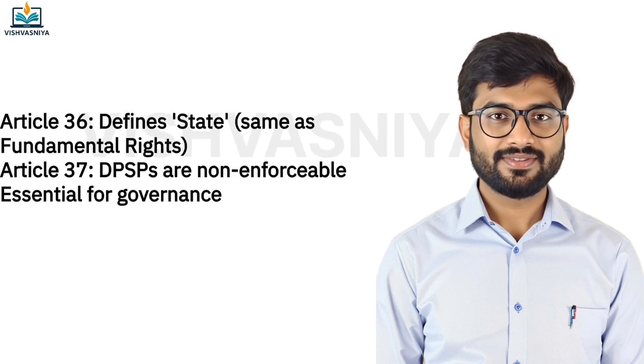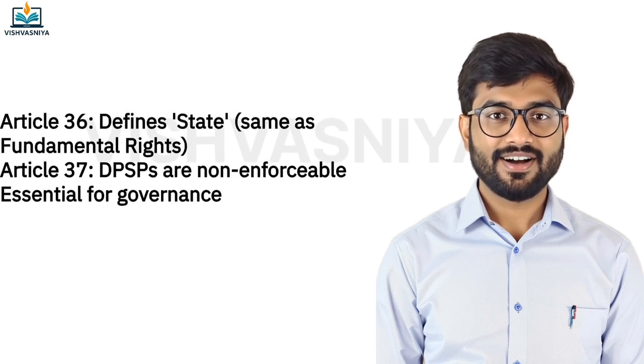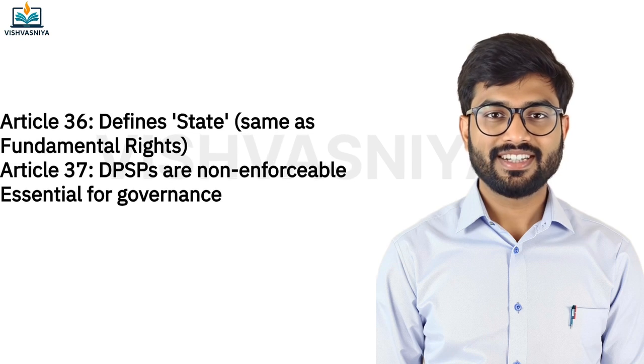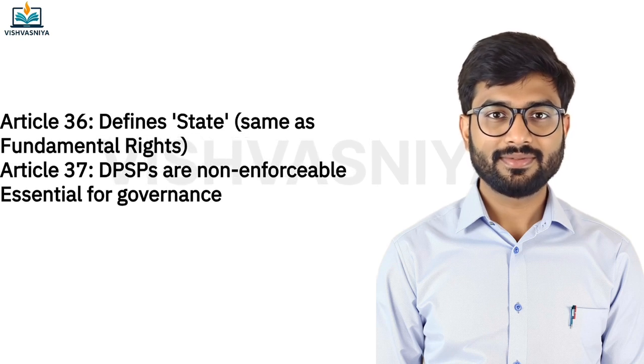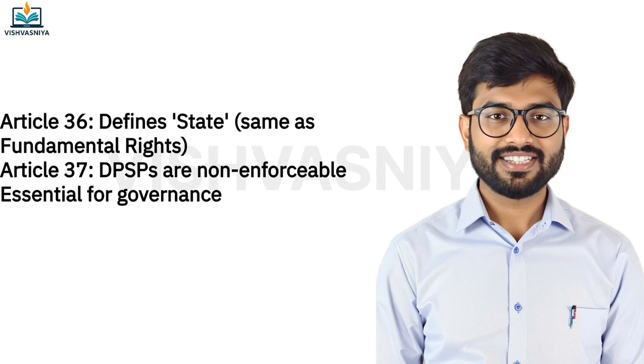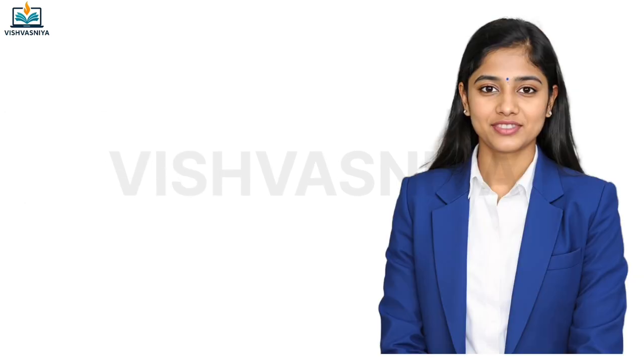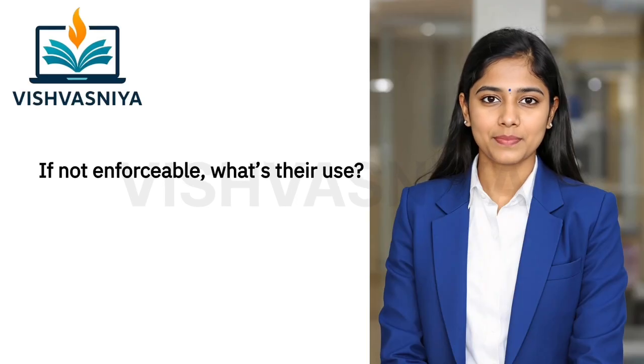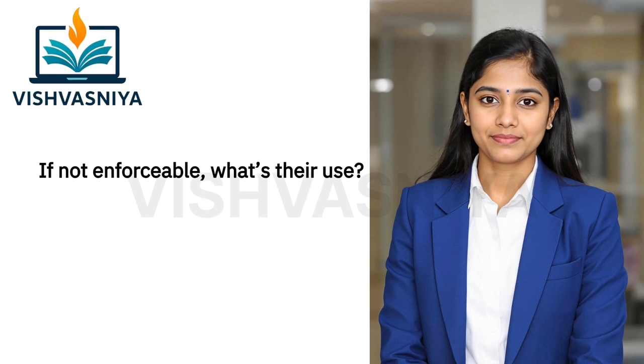Let's start with Articles 36 and 37. Article 36 defines the term state, same as in fundamental rights. Article 37 clearly says that although these principles aren't justiciable, they are essential for governance. Sir, may I ask something? Sure, go ahead. If these principles are not enforceable in courts, what's their use?